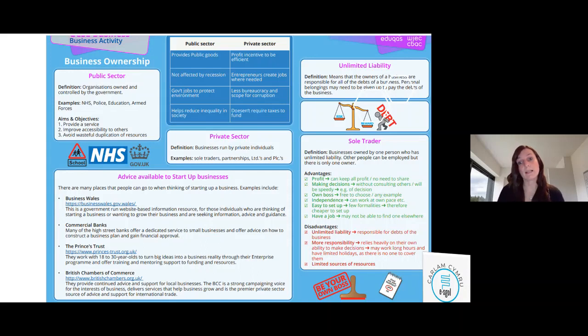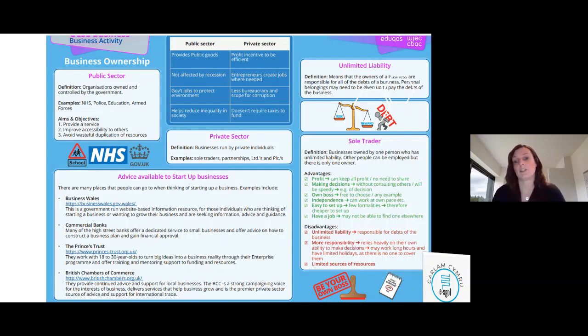Advantages of being a sole trader: profit, you keep all of it. You don't need to share it. You can make decisions, you can be your own boss. You've got independence. It's easy to set up. You don't need any paperwork, or any deed of partnership like you would have in a partnership, or any paperwork you might have to do if you were becoming a company. And you have a job, because you might have been made redundant from your old one.